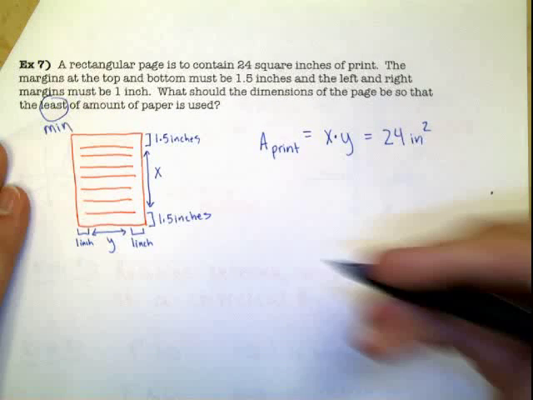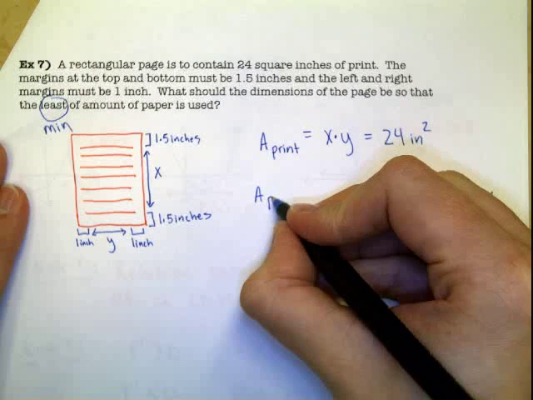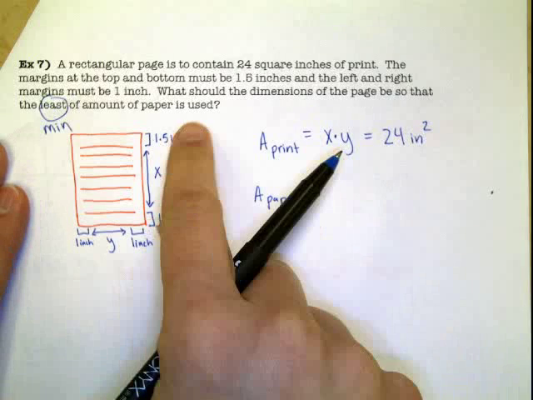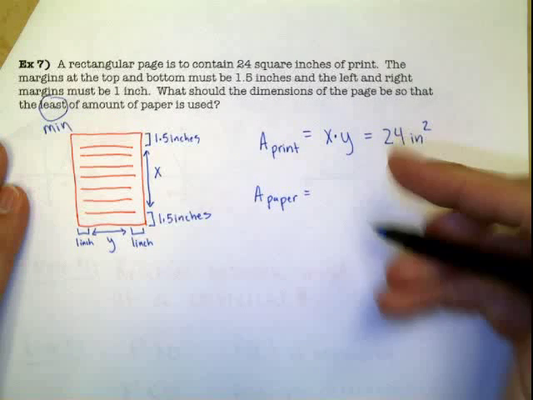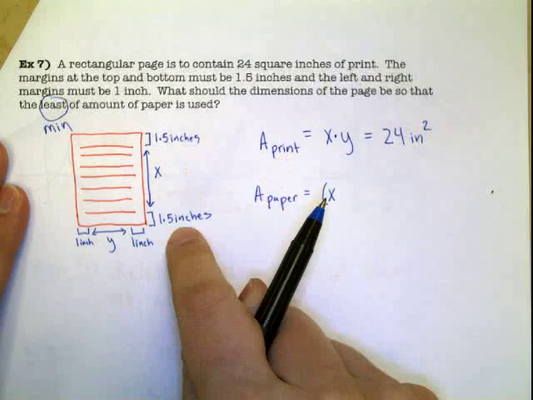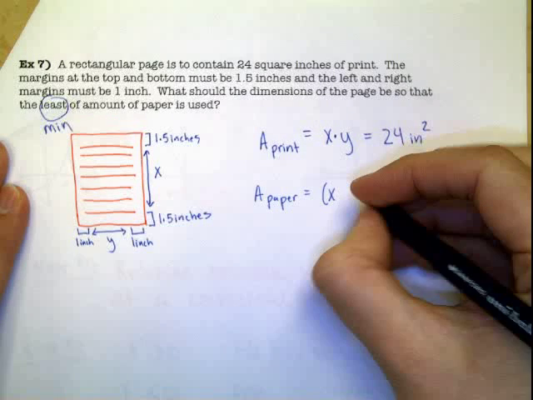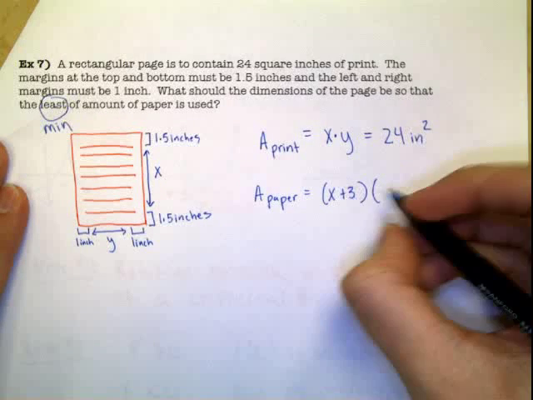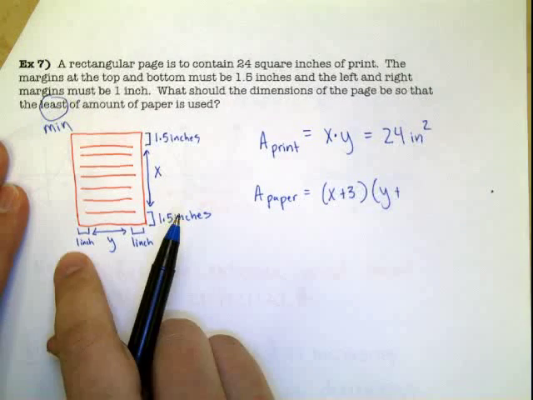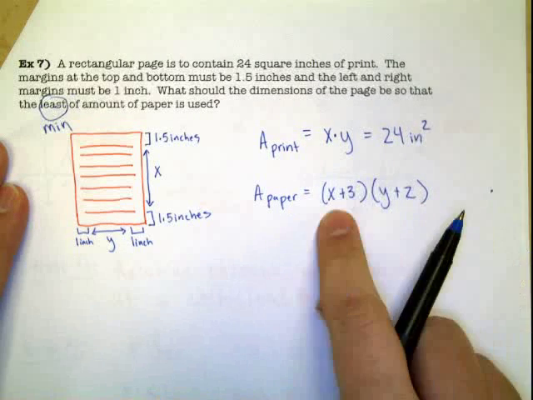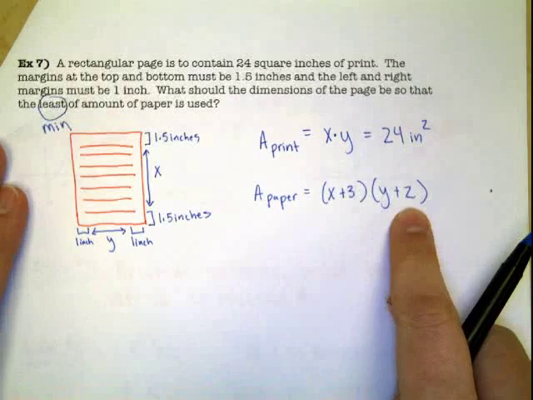We also can figure out the area of the entire paper. The dimensions of the entire paper, if we did the side times the bottom, it's going to be x plus 1.5 plus 1.5. 1.5, 1.5 together is 3. So x plus 3 would be the length. And the width on the bottom is going to be y plus an inch, and an inch makes 2 inches on the margin. So y plus 2. X plus 3 and y plus 2. Here's what we're working with.